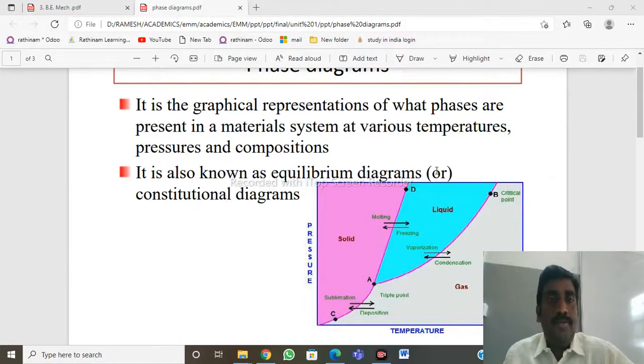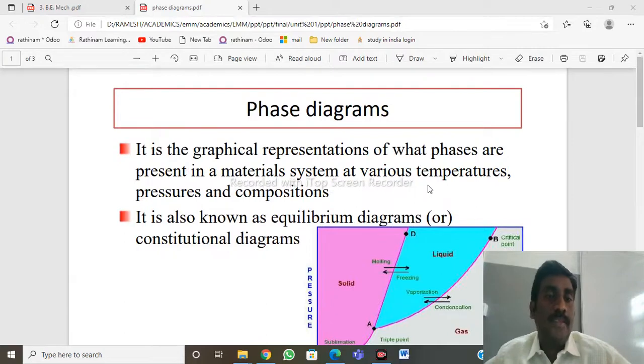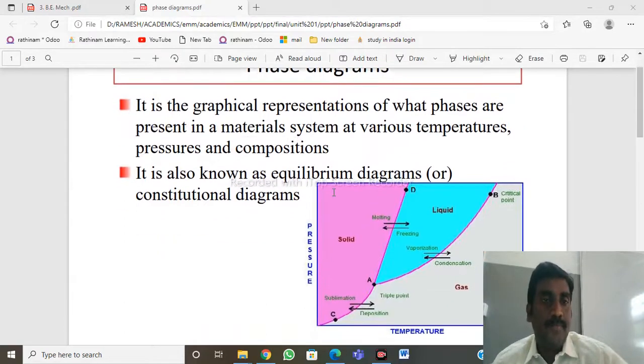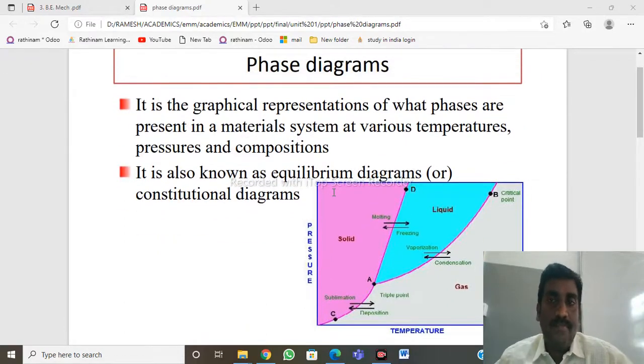So the next topic would be phase diagrams. What is meant by phase diagram? It is a graphical representation of what phases are present in a material system at various temperatures, pressures and compositions. That means temperature and pressure are the most important parameters in the phase change process.